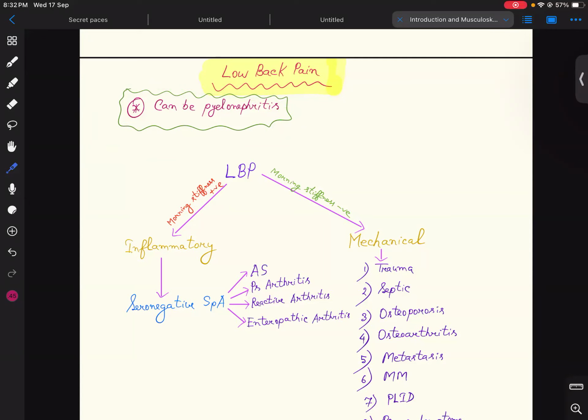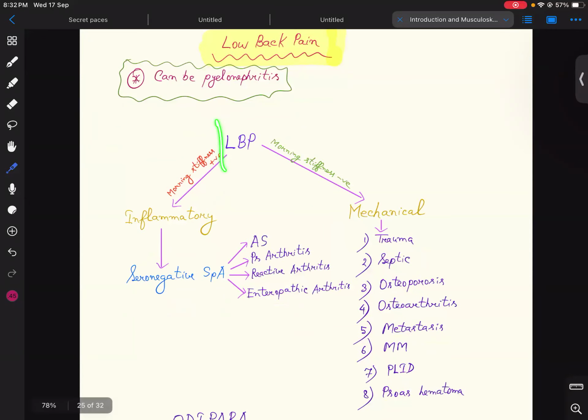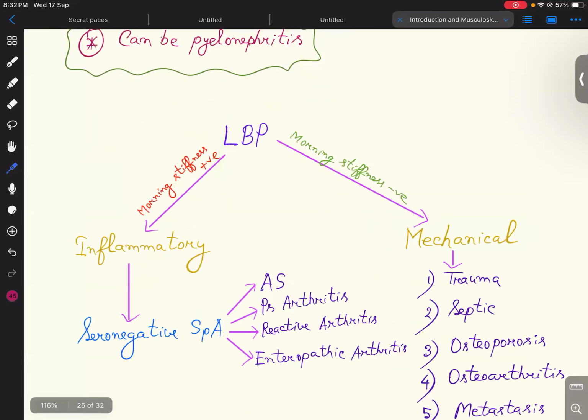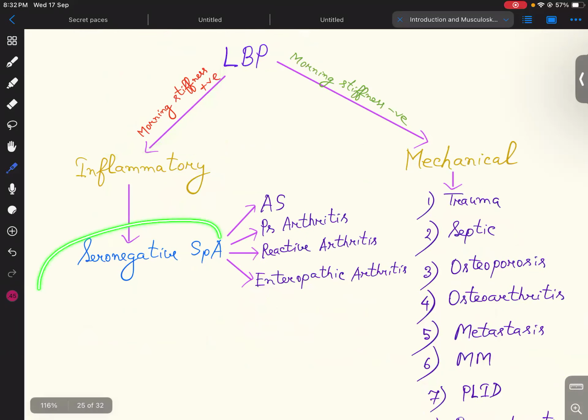Then come to the approach to low back pain. First, you have to ask, is there any morning stiffness or not? And if there is morning stiffness, whether it is more than 30 minutes or less than 30 minutes. If the morning stiffness is more than 30 minutes, then the differential diagnosis is seronegative spondyloarthritis. There are 4 seronegative spondyloarthritis: ankylosing spondylitis, psoriatic arthritis, reactive arthritis, and enteropathic arthritis. I will tell how to screen for each differential diagnosis.